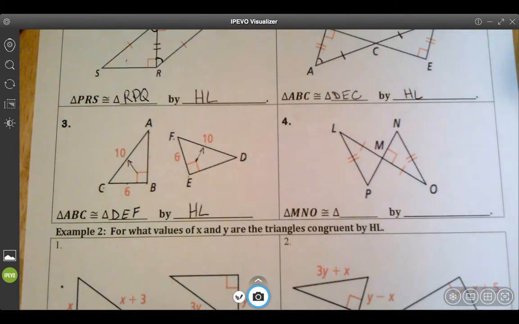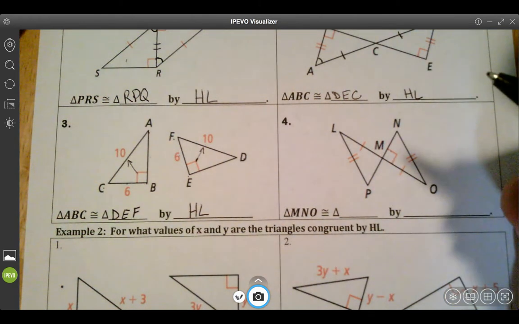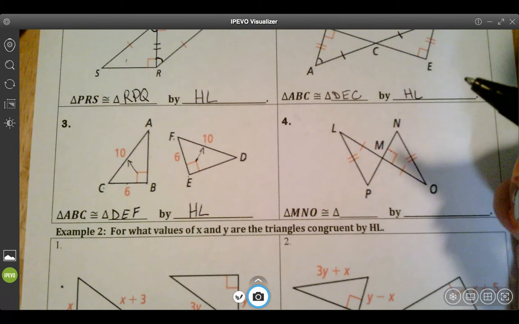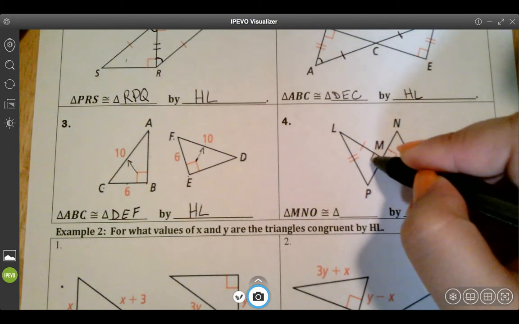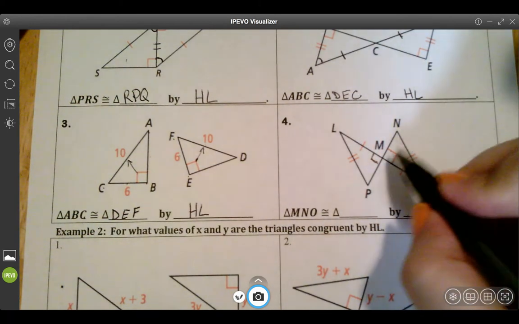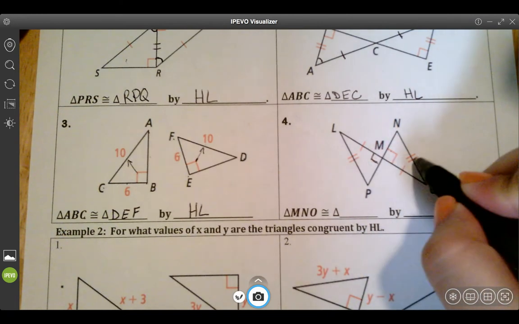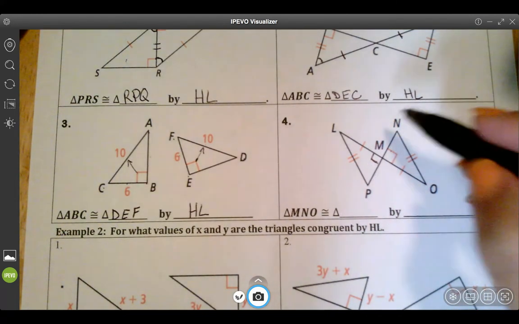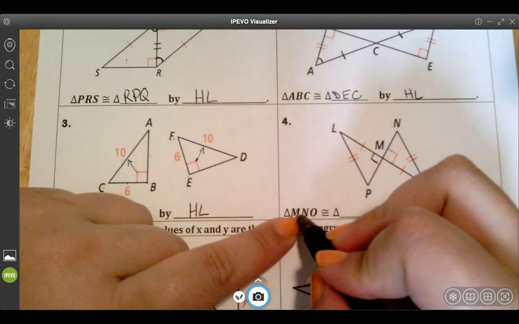Number 4, I have a right angle. I need a right angle in the other triangle if this is going to use hypotenuse leg, but these angles are vertical, and so I know that this must be congruent and therefore must also be a right angle. So we have our right angle, the hypotenuse with 2 marks, hypotenuse with 2 marks, leg with 1 mark, leg with 1 mark. HL. I have all the requirements, so let's see if we can name this.